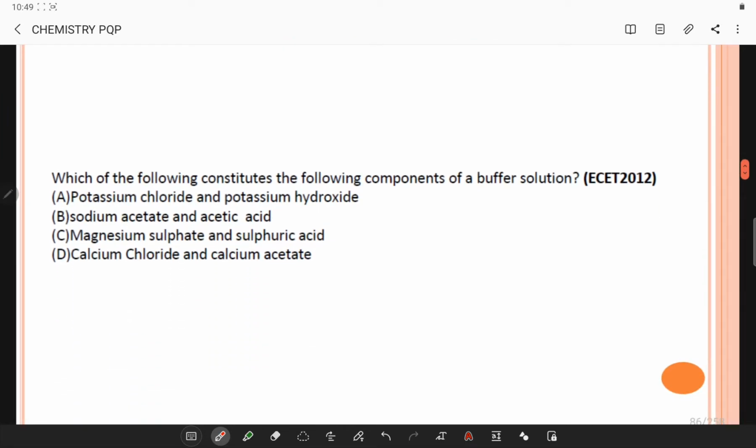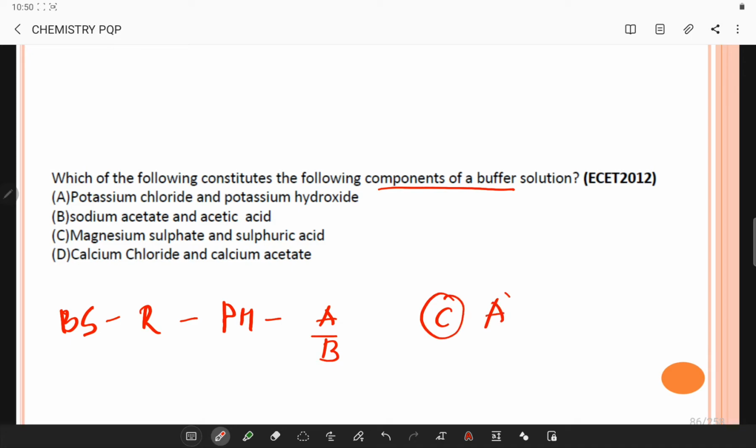Next, which one of the following constitutes the components of a buffer solution? So what is a buffer solution? A buffer solution basically resists a change of the pH on addition of a small amount of acid or base, and it absorbs the change in acidity. Also, it serves to maintain a fairly constant pH value.